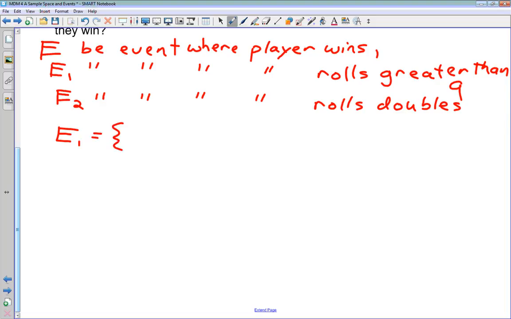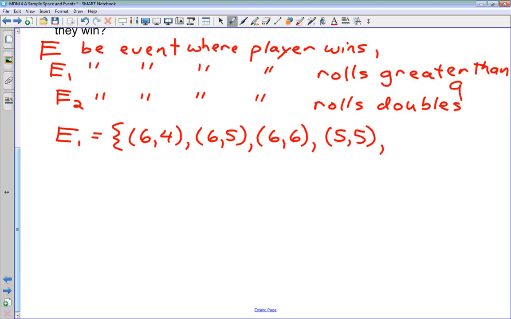So E1, rolls greater than 9. How many possible ways could they roll something greater than 9? Well, let's see. On the first die, they could get a 6. On the second one, they could get a 4. That would add up to 10. They could get a 6 and a 5, that would add up to 11. They could get a 6 and a 6, that would add up to 12. If they didn't get a 6 on the first die, they could get a 5 on the first die, and then, if they got a 4 it wouldn't work, but they could get a 5 on the second die, because that would give them 10. Or they could roll a 5 and a 6, which would give them 11.